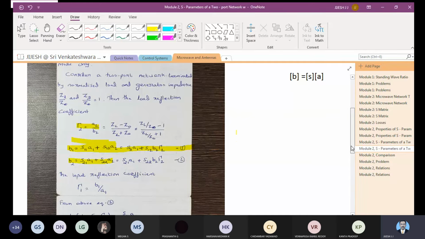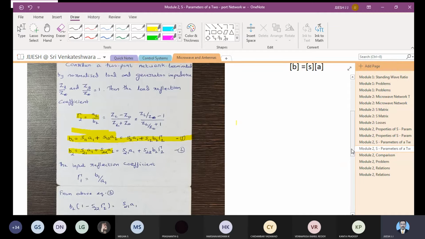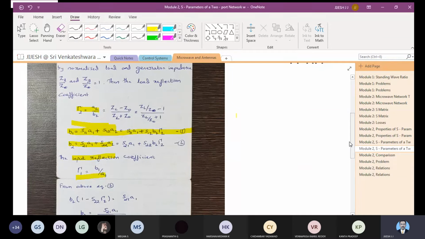These are all easy things to understand. For the load, when I talk about gamma 2, I got A2 by B2. But the input reflection coefficient is called gamma 1, and gamma 1 is defined as B1 by A1. This is for the mismatched network. You should not get confused with matched and mismatched, and don't mix the equations between matched and mismatched loads. So when it is the input reflection coefficient, gamma 1 will be equal to B1 divided by A1.